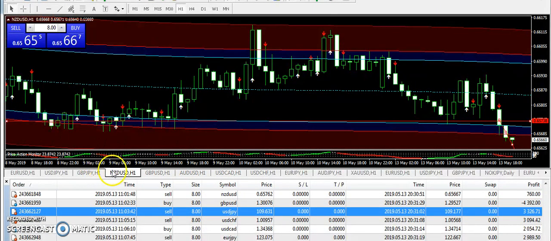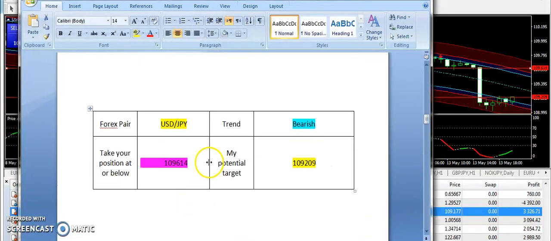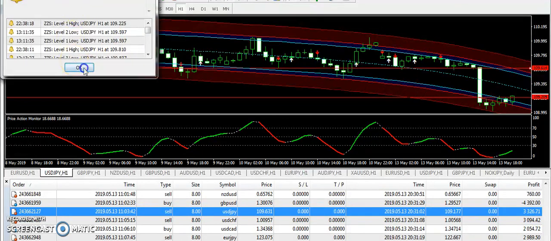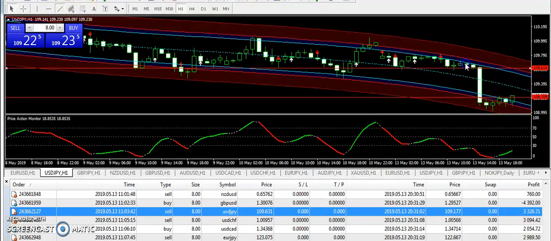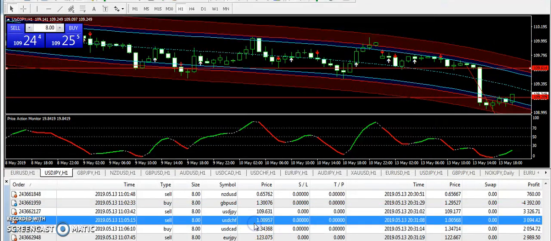Now let's talk about USDJPY. I am here on the chart, and that's the fourth signal of my signals report with a bearish trend on USDJPY from 109.614 and 109.209 is the target price. And you can see we have a big drop on USDJPY. Within a single candle, USDJPY has gone down and it has hit our target price with no problem. So I congratulate all those traders who have taken the sell positions today on this pair.